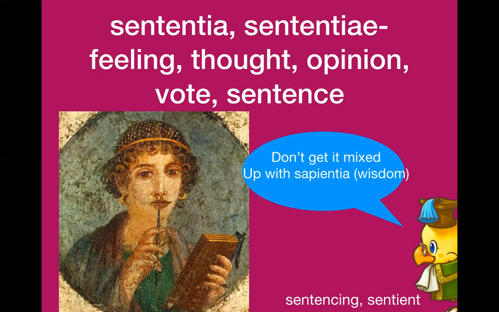What's the connection between all these things? They're all forms of communication, right? It's an individualistic communication that one person expresses. It's an expression, the verbal expression. And don't get it mixed up with sapientia, because a lot of people were. We get sentencing. The book didn't say we get sentient from this, but I think we get sentient. Sentient means a life form that is capable of thought and feeling.